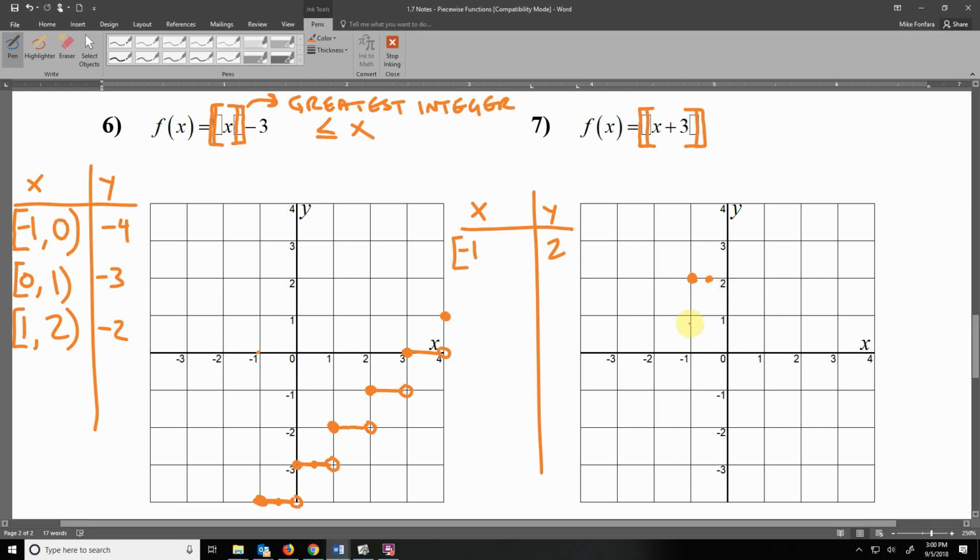If I go all the way to 0, say I put in a 0, plus 3, the greatest integer less than or equal to that is 3.